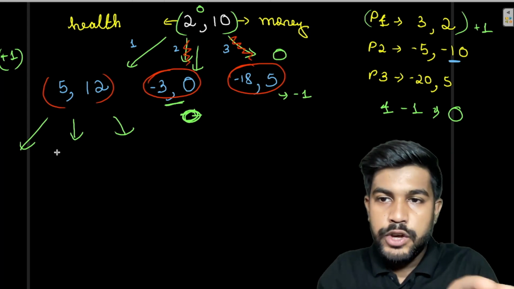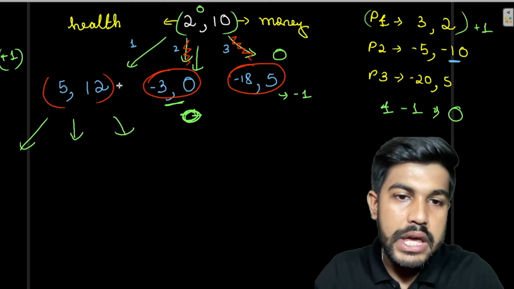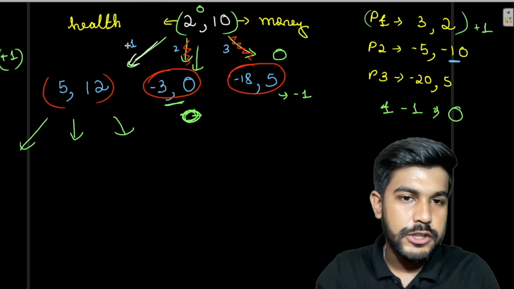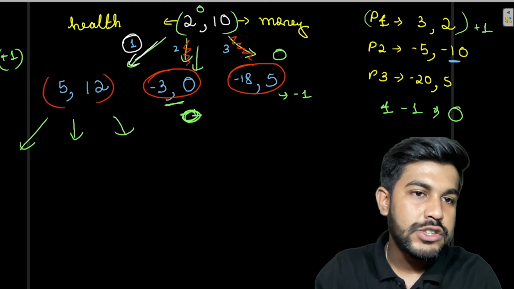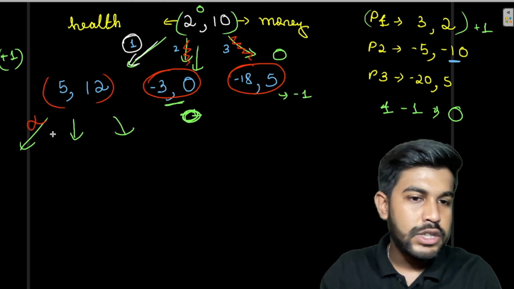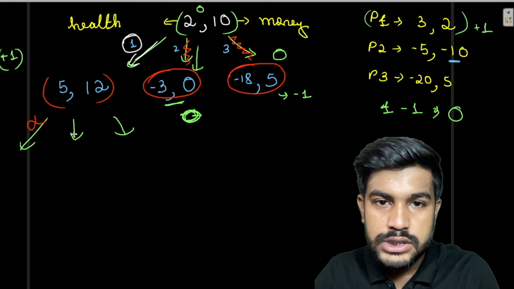Okay. So now if we use the first path, it is not allowed. Why? Because we have come from the first path. So by using the first path, this is not allowed. So we would simply cross out this first path. Then let us try to use the second path.